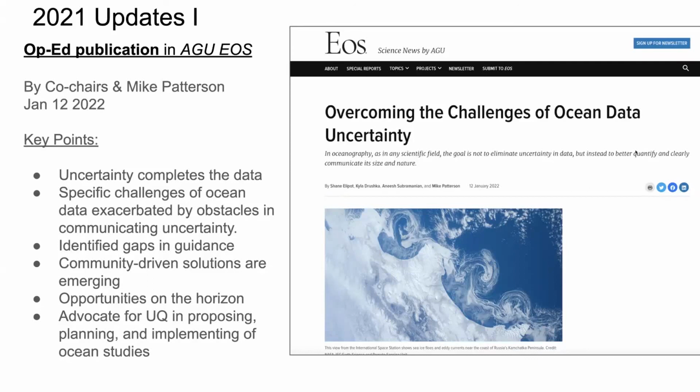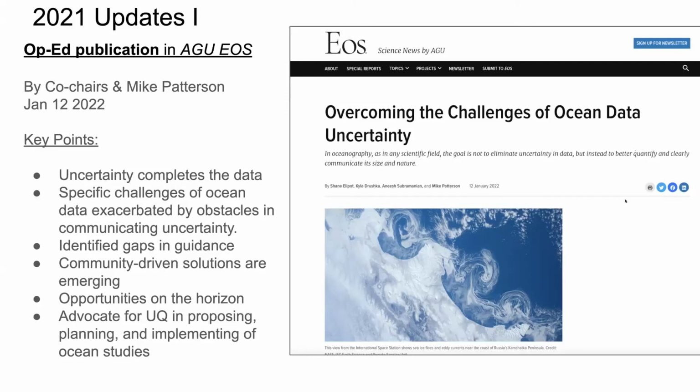We also identified a number of gaps in the guiding documents that we're supposed to be using in this community. Some of the documents that came out of OceanObs, or the international documents that we should be referring to, do not necessarily mention error or uncertainty in their requirements. That's a problem, because if those documents are used to guide funding initiatives, and uncertainty is not highlighted as being something important, then it's unlikely to be funded.